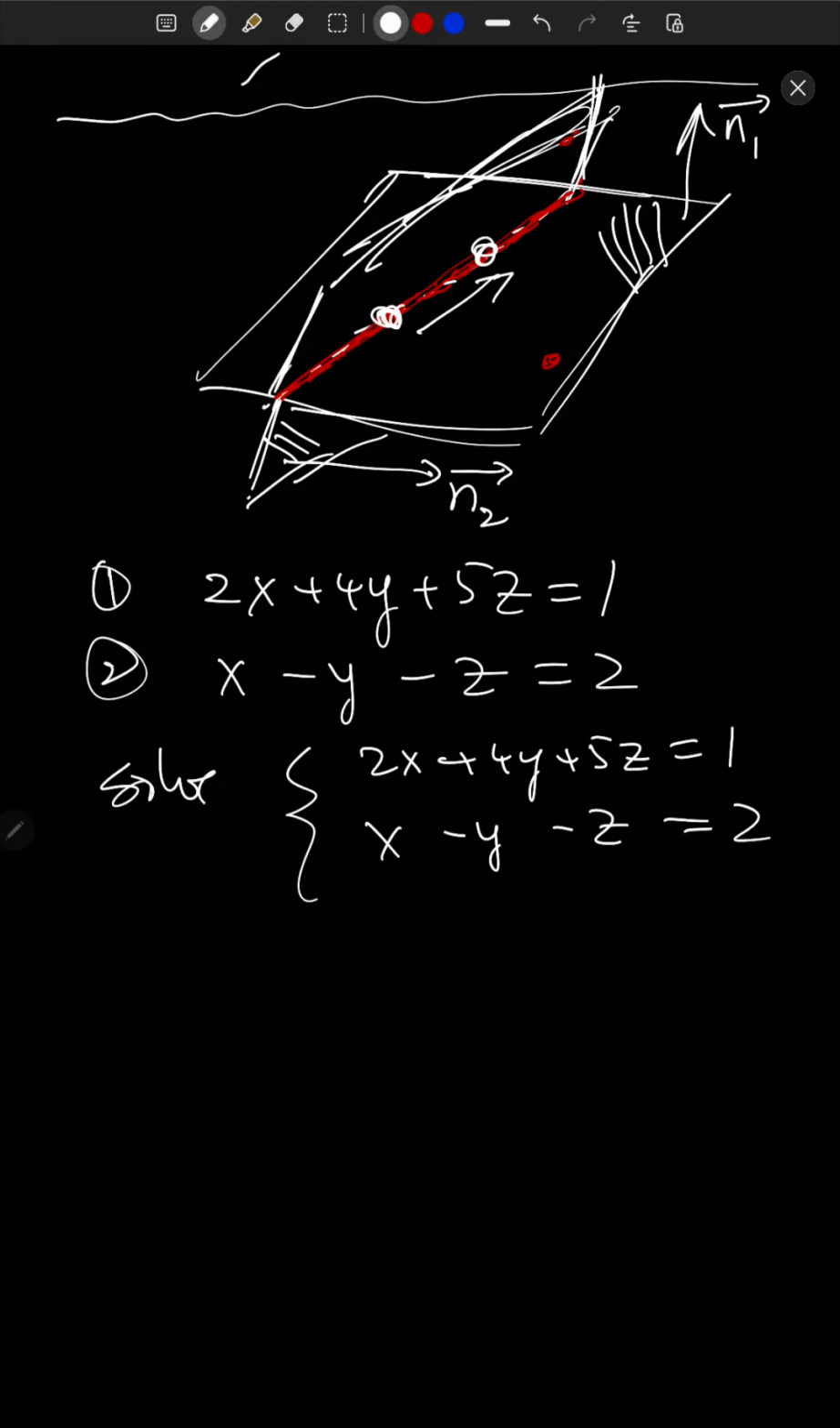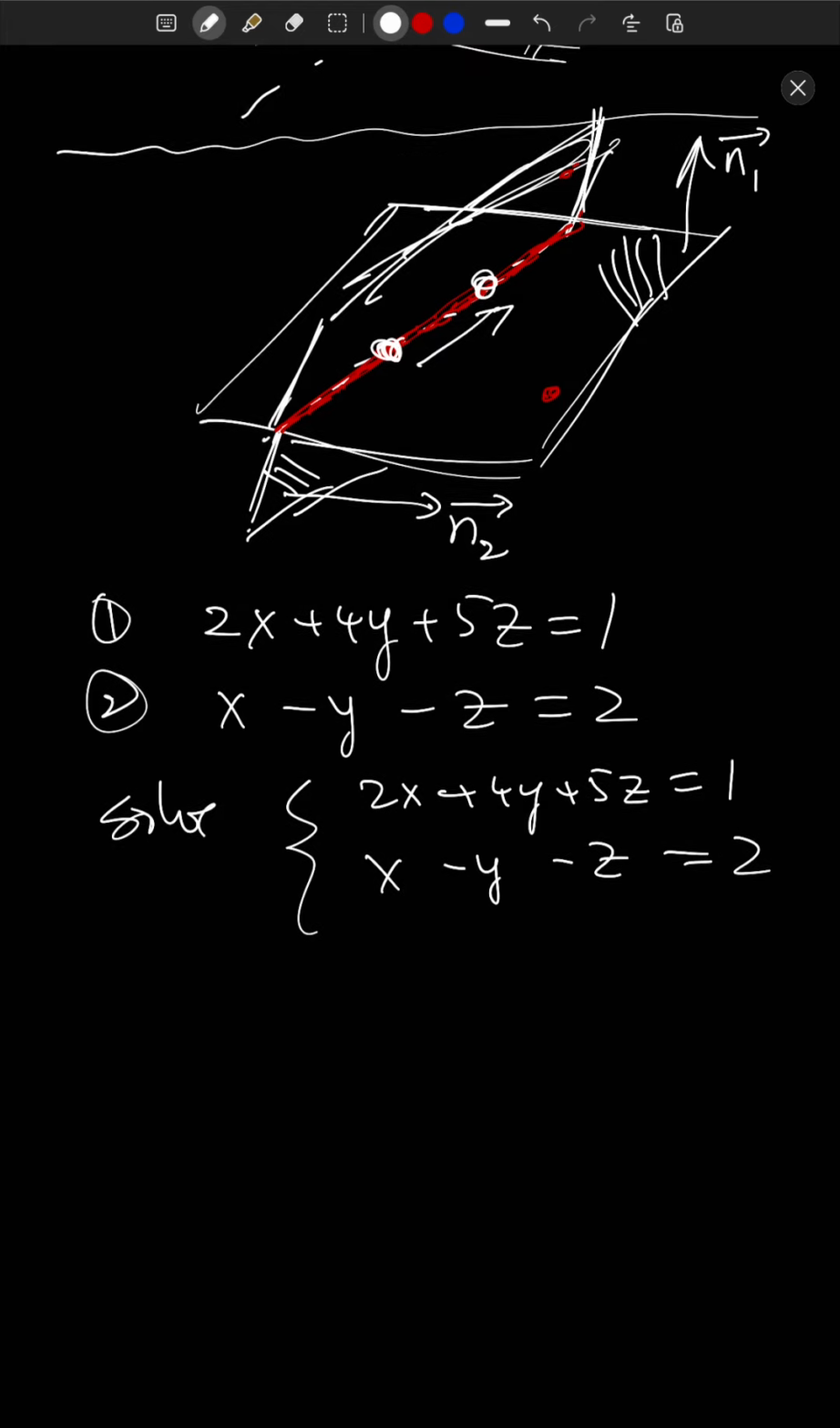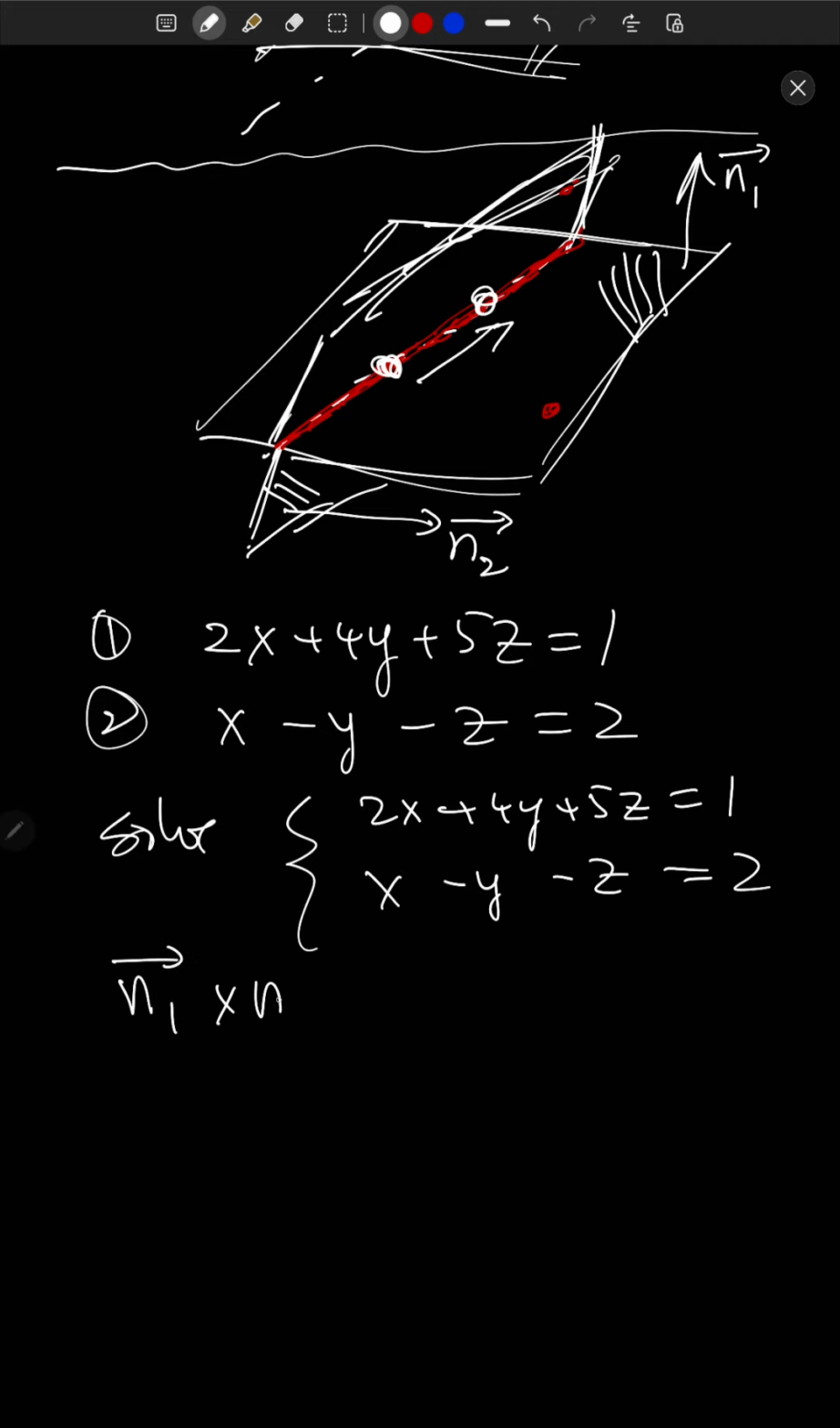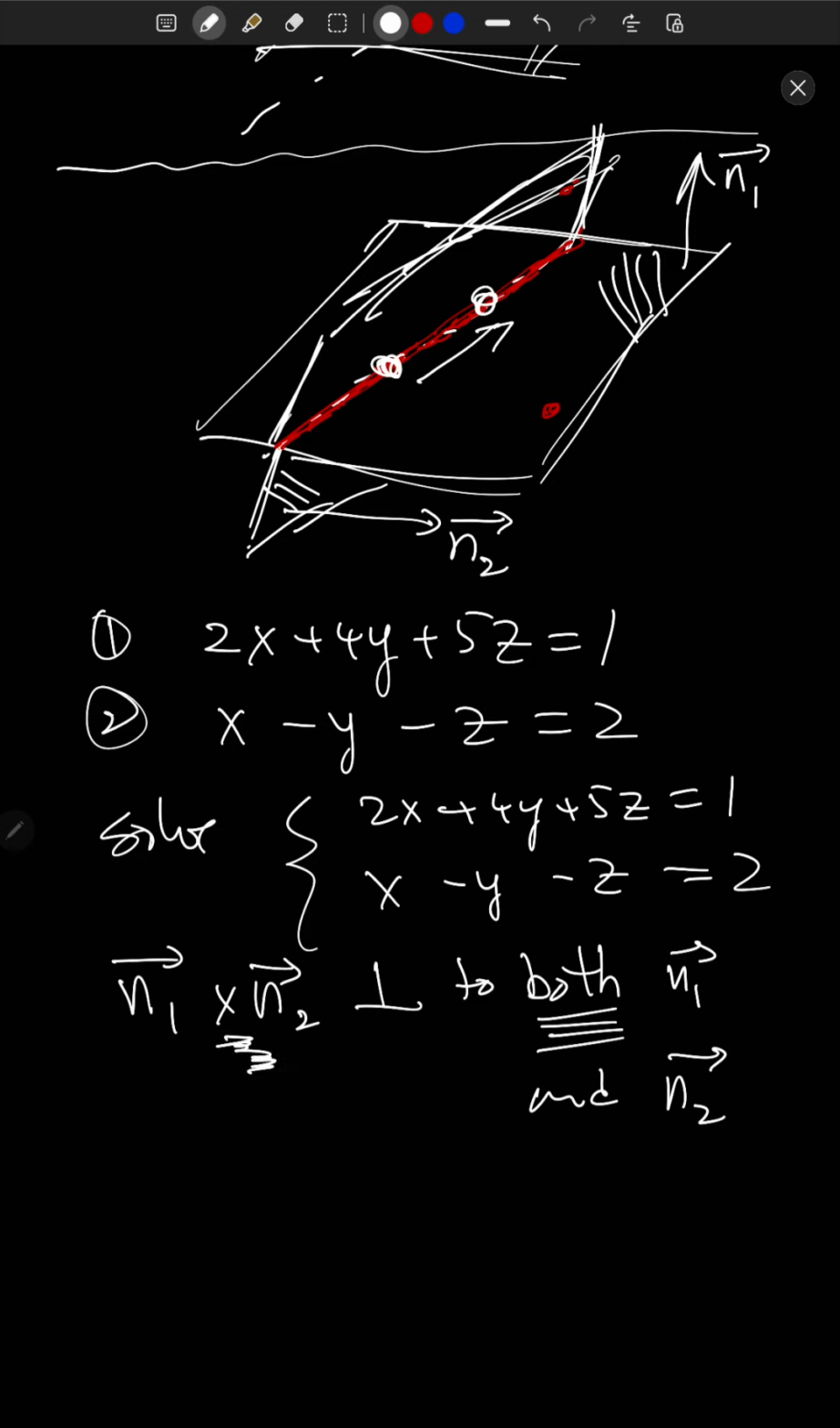Okay, but an alternative point of view is that I can actually take N1 cross N2, right? That's going to be perpendicular to both N1 and N2, just by definition of the cross product. So this is another mini application of the cross product. This guy's going to be perpendicular to both N1 and N2. And if you think about that, what's a vector that's perpendicular to both N1 and N2? It's going to be a vector in the direction of the line. So you can use both points of view.